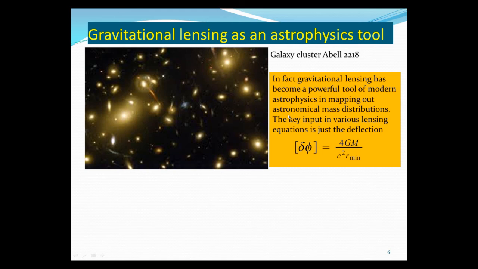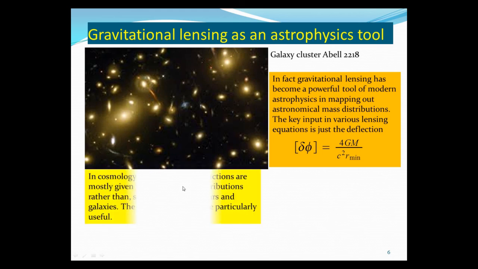In fact, gravitational lensing has become a powerful tool for modern astronomy in mapping out astronomical mass distributions. In fact, in all these so-called lensing equations, the key input is just the deflection formula we derived. Okay. Then you put it into the usual lensing equation, and you can do a detailed calculation to find out how much the light will be bent. In cosmology, the theoretical predictions are mostly in terms of mass distribution rather than the distribution of stars and galaxies. So therefore, the lensing equations are particularly useful because they directly relate to mass distributions.